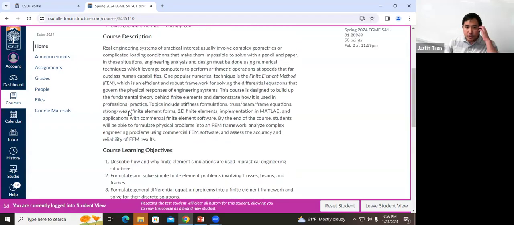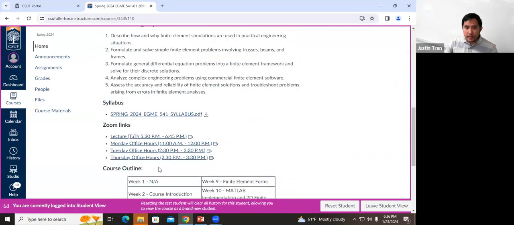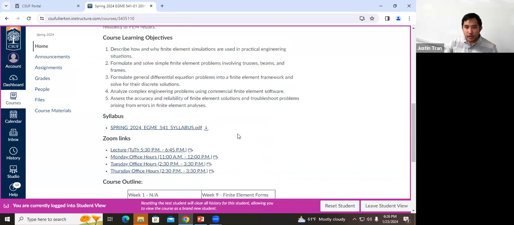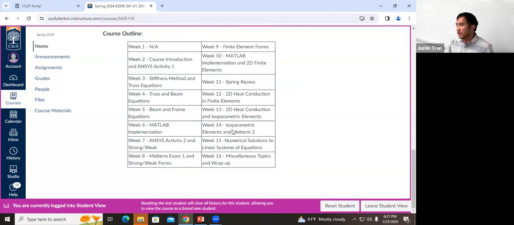Okay, so that's the homepage. The main thing from the homepage is the Zoom links and the course outline that you're going to be visiting quite a lot throughout the semester. All right, any questions on the homepage of the Canvas site? Is there an official Discord? There's not. The Discord's kind of been dying in the last few semesters, so I'm not going to make one this semester.